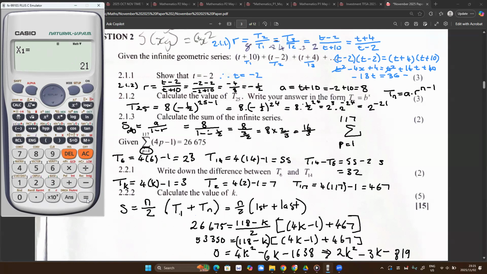Okay, there we go. X1 is equal to 21, and we know that it can't be x2 because our k cannot be negative. So therefore k is equal to 21. So let's annotate there. K is equal to 21. I'm pretty sure that's correct because we have a whole number.